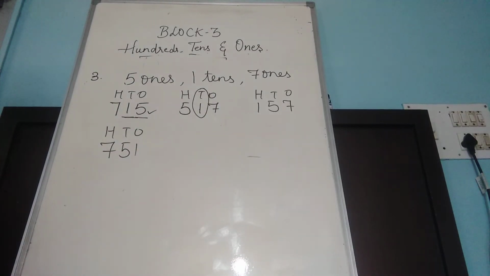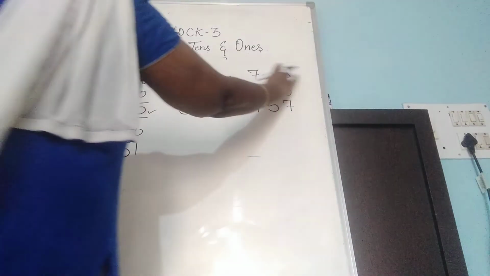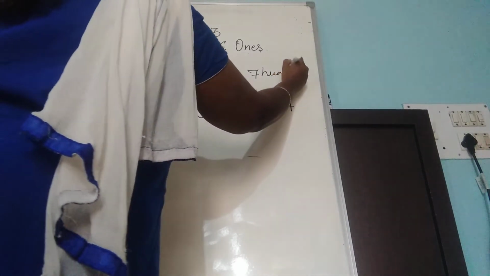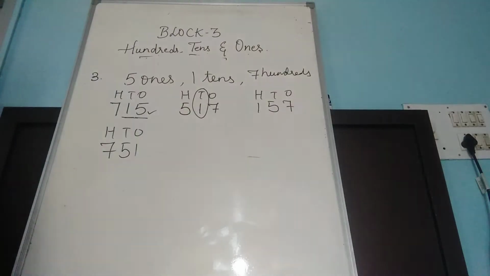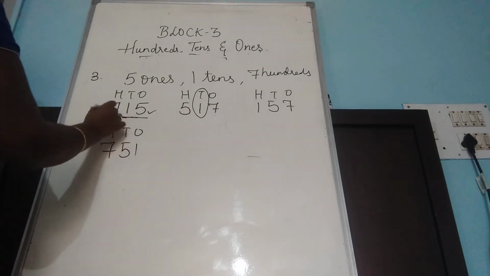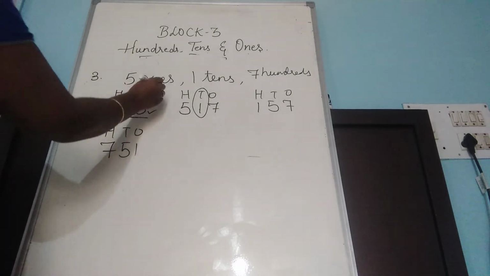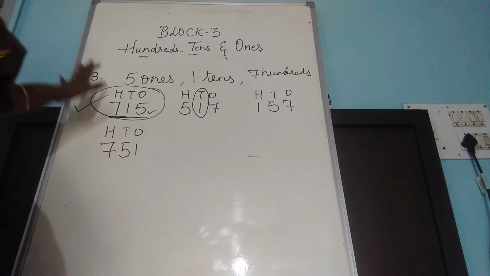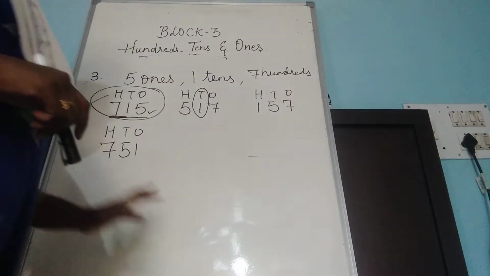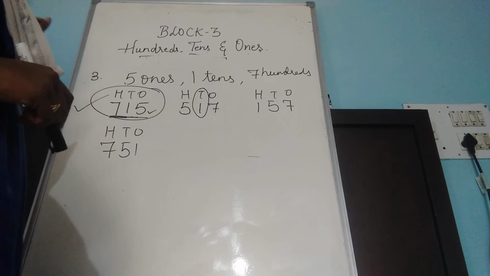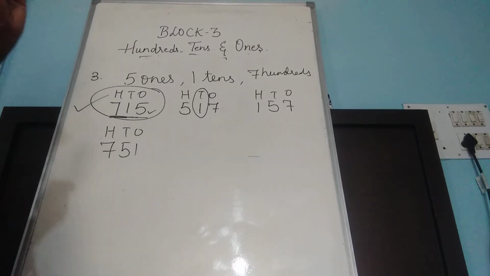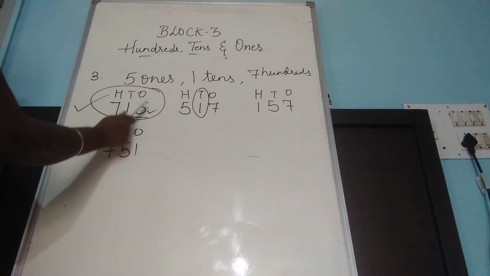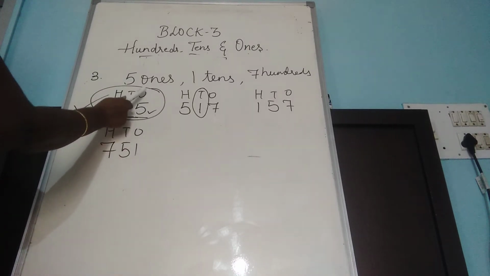And 1 tens and 7 hundreds. Okay. And in the hundreds place you have 7. So here our 7 is in the hundreds place. So this number is correct and you need to tick this answer. Okay, so here they have given you the clue. So these are the numbers. In which number do you have 5 in the ones place? So this is the number in which 5 is in the ones place.